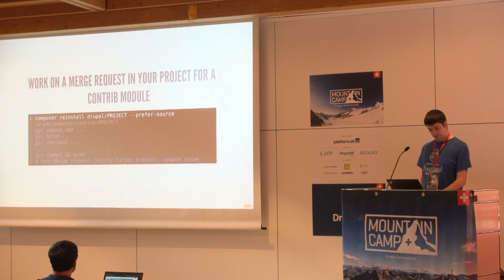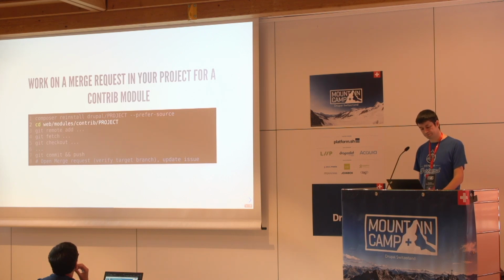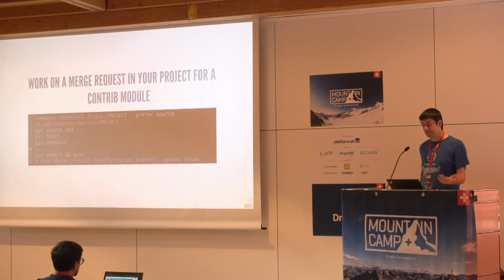So, to work on a merge request or an issue in your project. Usually you work on your project, you update a module, you find a bug, or you work on a feature and you find a bug. Then there's a very neat command from Composer, composer install combined with prefer-source. So you can switch basically any local module you have to a Git checkout with a single command. Then you switch into that project. You copy-paste the two commands from the issue after, if necessary, creating an issue and starting an issue fork, and then you just copy-paste those commands, and then do your stuff.